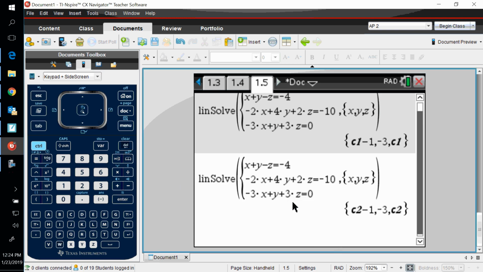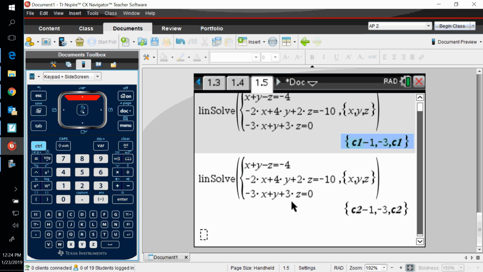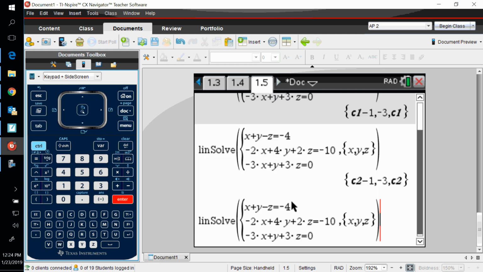So I've never seen the LinSolve do this before, but they're telling us the y is negative 3 and that our x is really one thing less than the other one. So it should have been 1, negative 3, and 2. And I'm thinking that just the way it's programmed, maybe it doesn't like the 0 there.